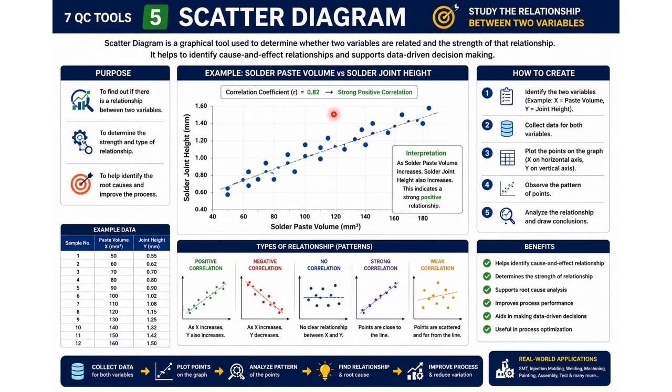A scatter diagram helps us identify cause and effect relationships, verify process assumptions, and support root cause analysis. It can show positive, negative, weak, or no correlation between two variables. This tool is widely used in quality assurance, Six Sigma, and manufacturing to optimize processes and make data-driven decisions. Remember, a scatter diagram doesn't prove the cause, but it clearly shows whether two variables are related, making it an essential tool for quality improvement.